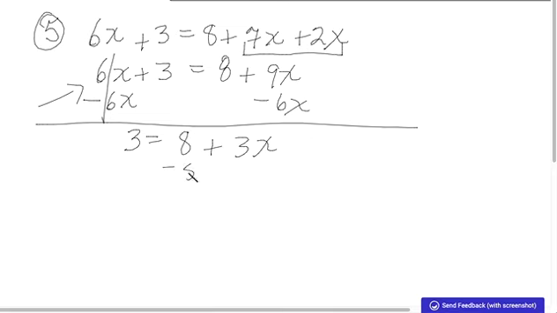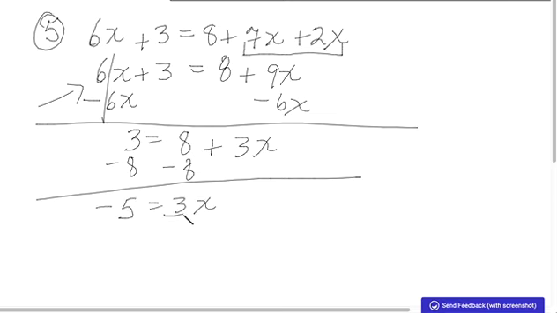Now I'm going to subtract 8 from both sides. I get negative 5 equals 3x, and now I'm going to divide both sides by 3. And I get negative 5 thirds equals x, or in other words, x equals negative 5 thirds. All right, I hope that's clear.